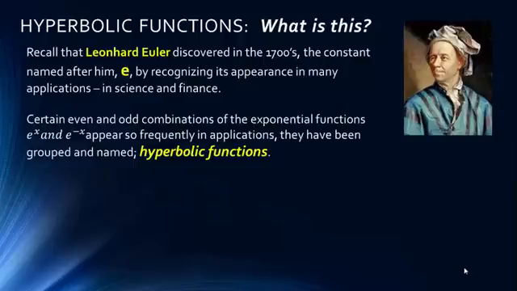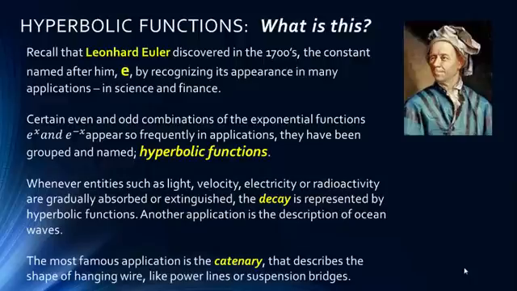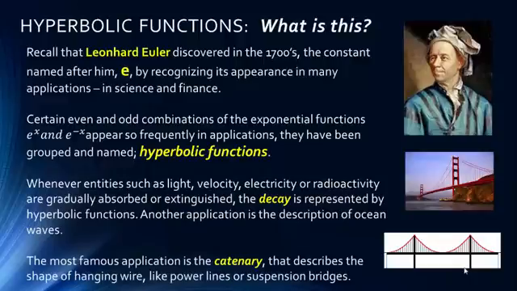He also noticed that certain even and odd combinations of the exponential functions, e to the x and e to the negative x, appear so frequently in application that they've been grouped together and named the hyperbolic functions. Whenever entities such as light, velocity, electricity, or radioactivity are gradually absorbed or extinguished, the decay is represented by hyperbolic functions. Another application is the description of ocean waves, and perhaps the most famous application is something called the catenary.